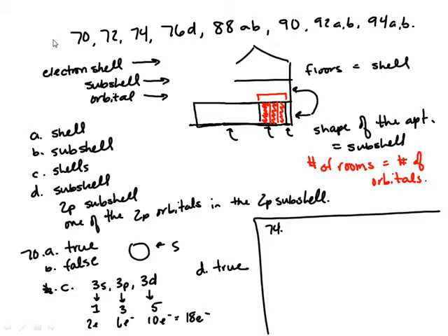C is where things get interesting because we're talking about the 3d subshell. And we know that the 3d subshell, as any d subshell, has 5 orbitals, and each orbital has 2 electrons. So the 3d subshell can take up to 10 electrons.